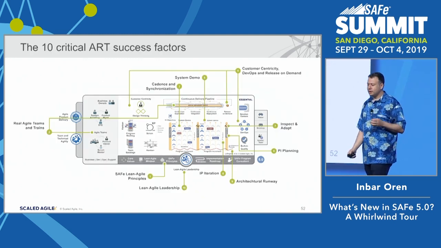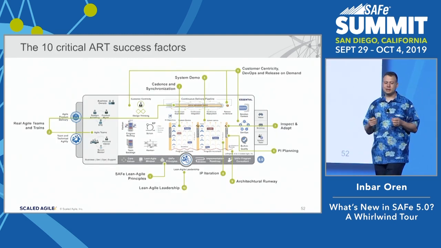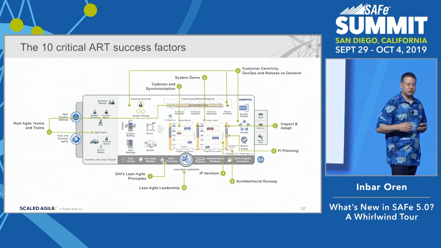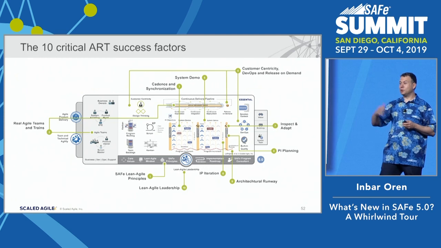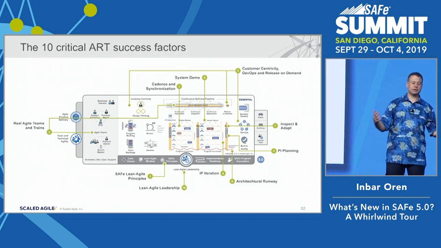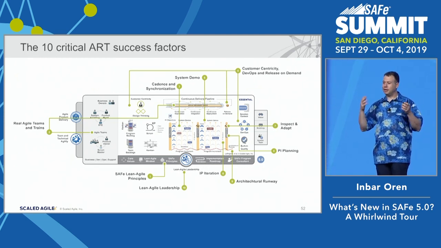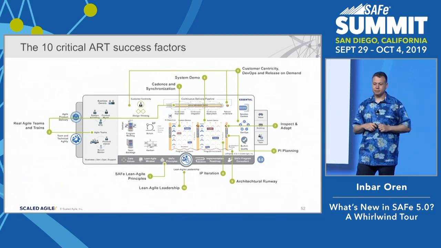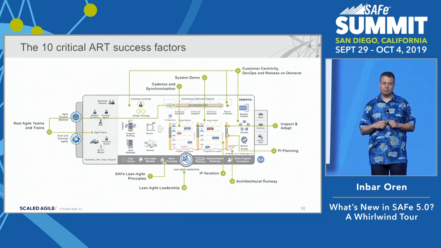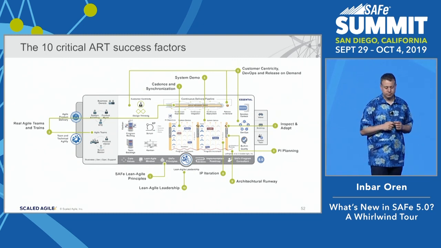We also rethought some of the concepts around the 10 essential elements, introducing customer centricity. And instead of calling this also essential, the 10 essential elements in Essential SAFE, which reuses the same term again, we renamed it the 10 critical ART success factors. But it's the same principles.